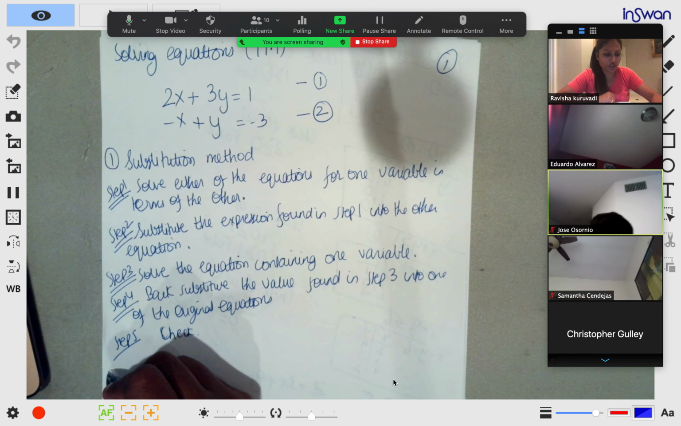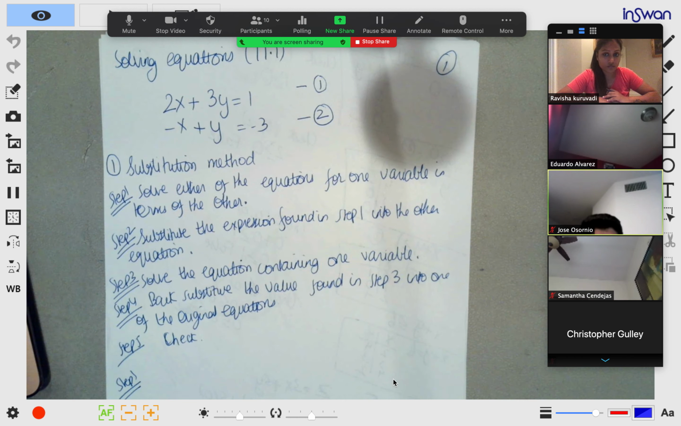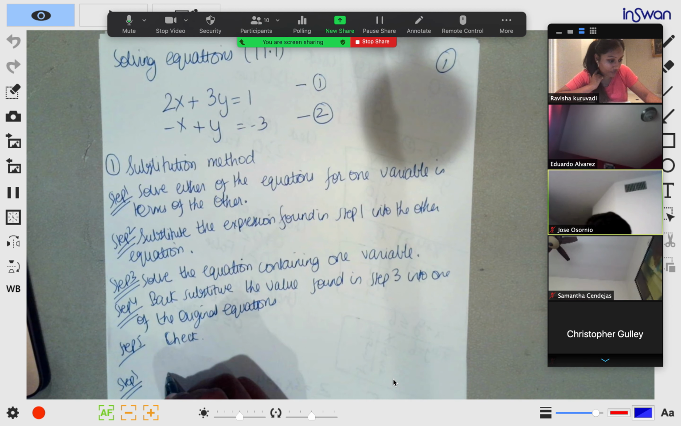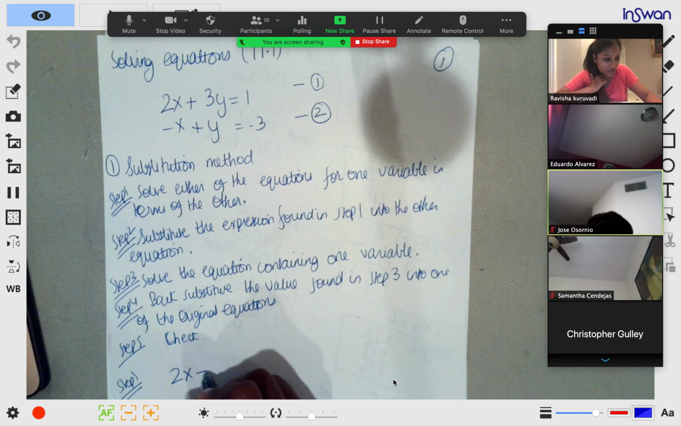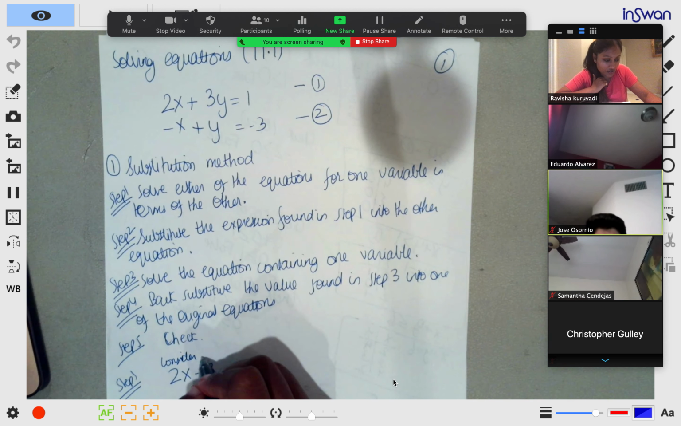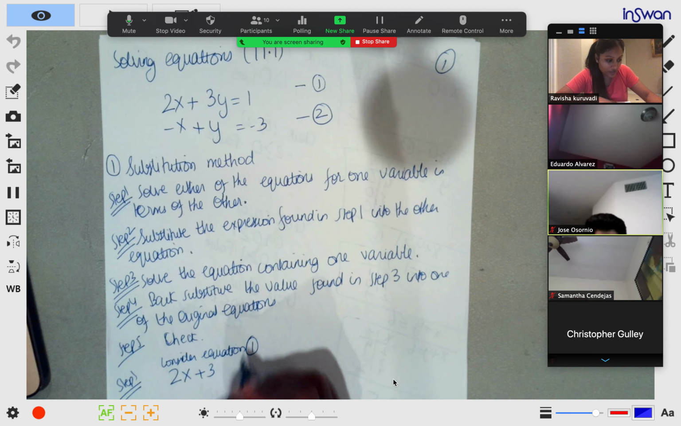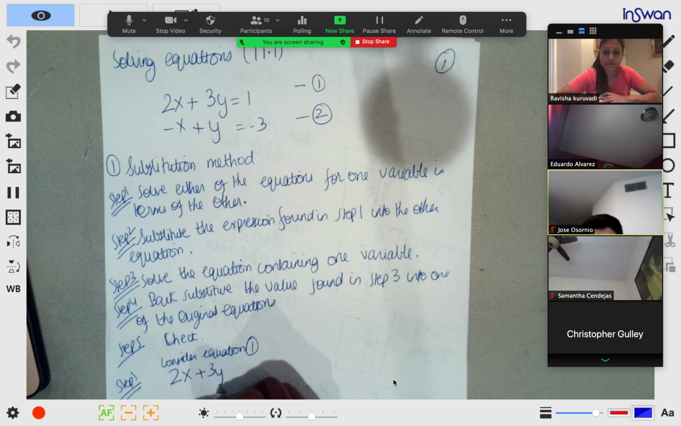Which equation do you want to take? We'll take the top one and use it on the second. You want the first one, right? Yeah. So let's take the first one. Consider equation 1. We are saying 2x plus 3y is equal to 1.